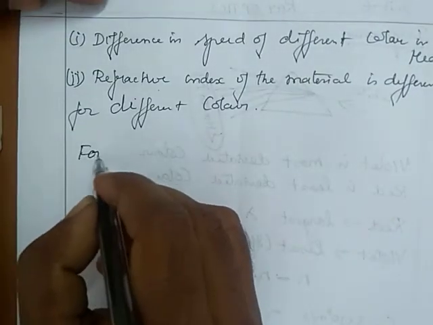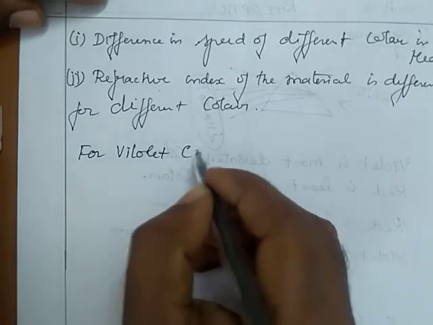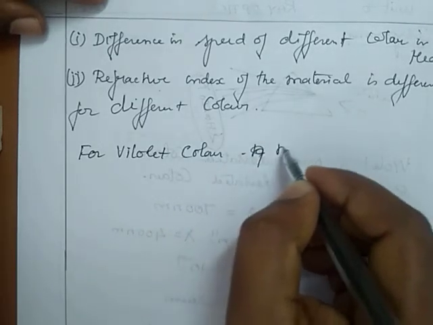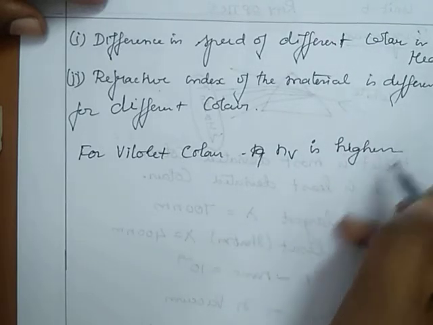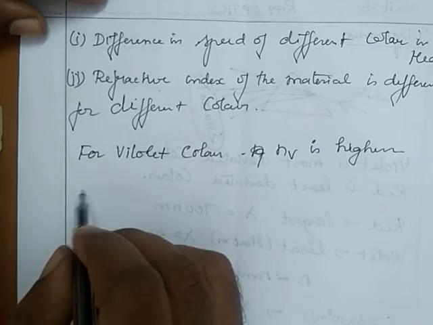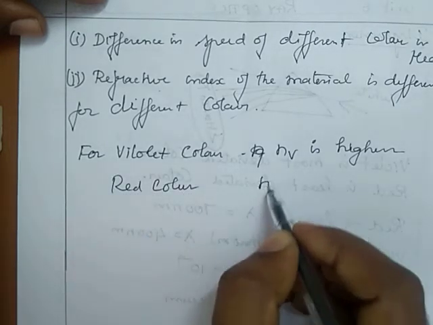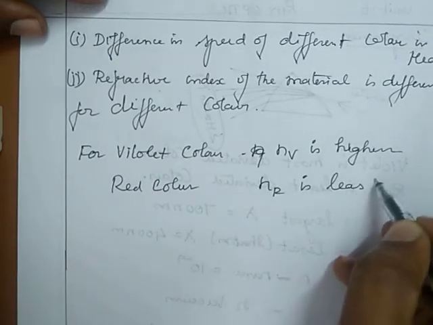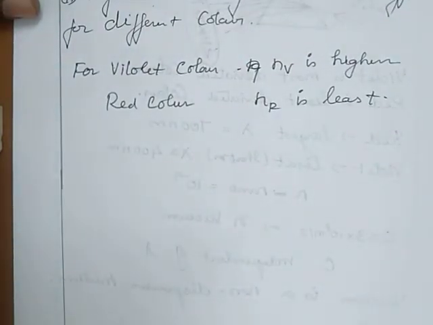Here I consider violet. For a violet color, the refractive index, that is NV, is higher. Then for the red light, that is red color, the refractive index of the red, NR, is the least. Now let us see what dispersive power is.